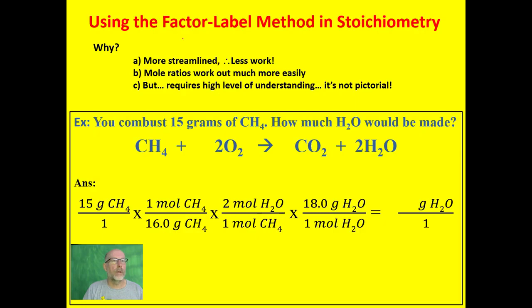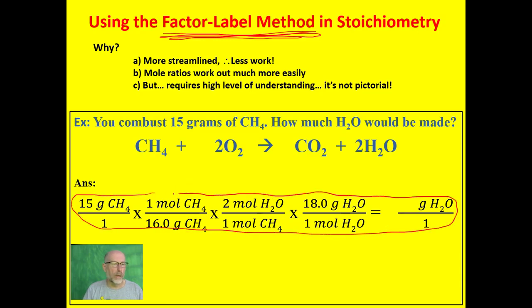Remember I said that there are two different ways to do this. Most of the time in chemistry, people use the factor label method for stoichiometry, which is great. It's nice and organized, but it's not as visual. So I like my method for simple problems. But if you look down here, this is what a factor label method problem is going to look like.